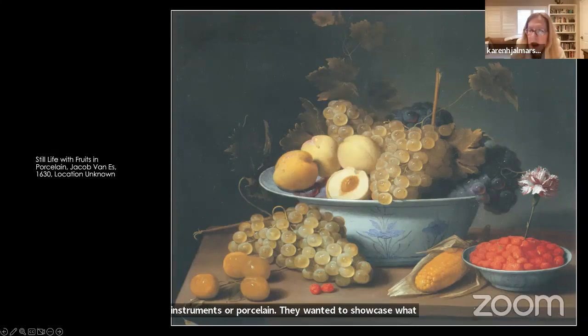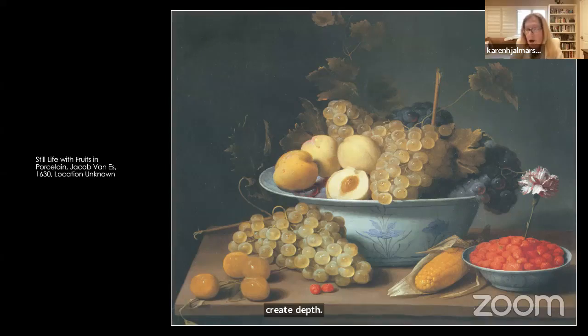So look at the three-dimensionality of this painting. He uses chiaroscuro very effectively to create depth. There is depth in a very shallow space, which shows the remarkable technique of Jacob van Es. He was known to be probably one of the greatest Flemish still life painters in the first generation.